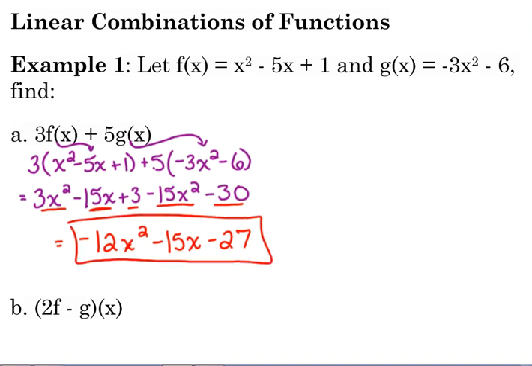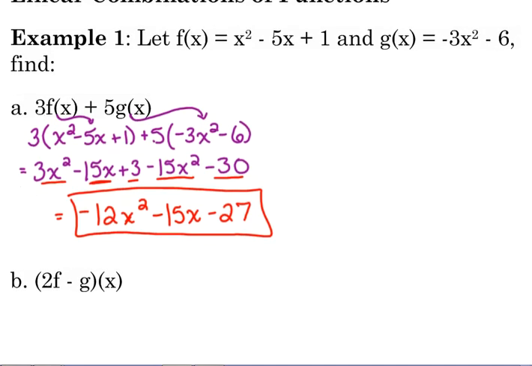Now, some people will ask this question, do we need to factor that? Yes, that has a GCF. Okay, we could take out a factor of at least 3, preferably negative 3, since that 12 is negative, but we're not focusing on that right now. Right now we're just combining the functions, so that's as far as you have to go. You don't have to do any factoring or anything like that.